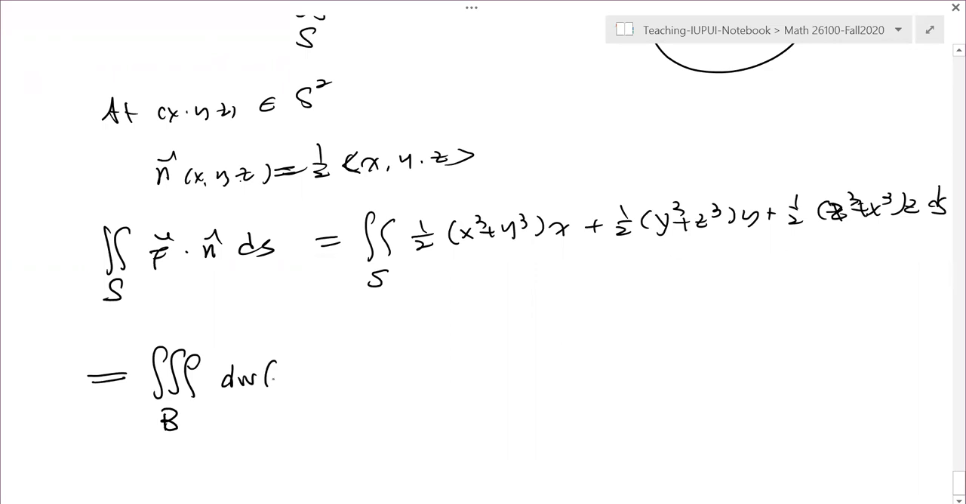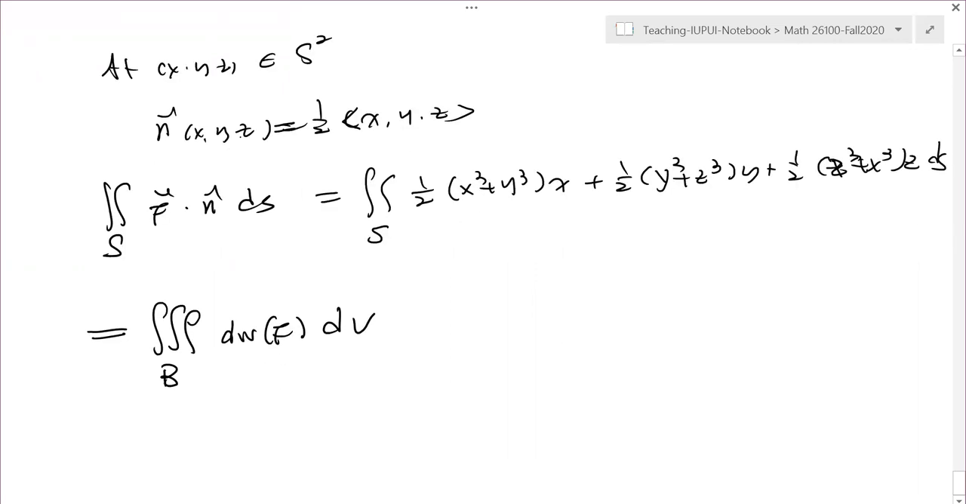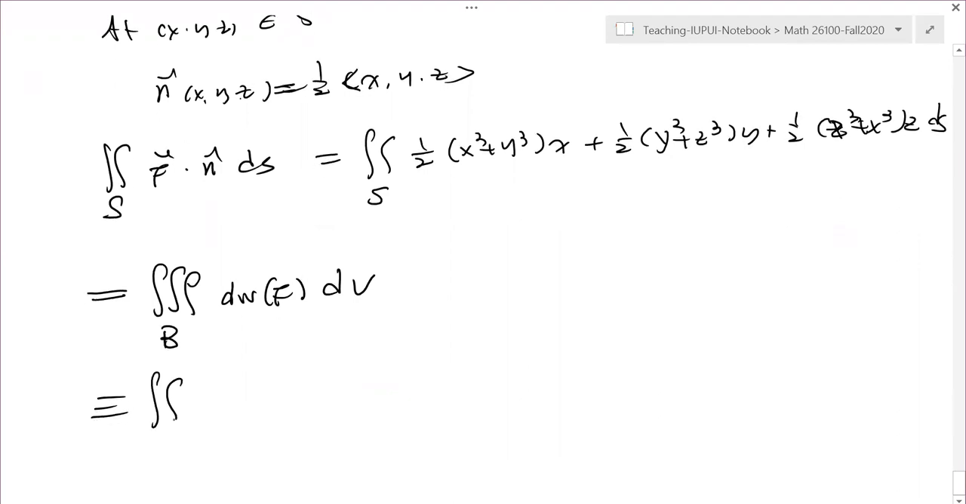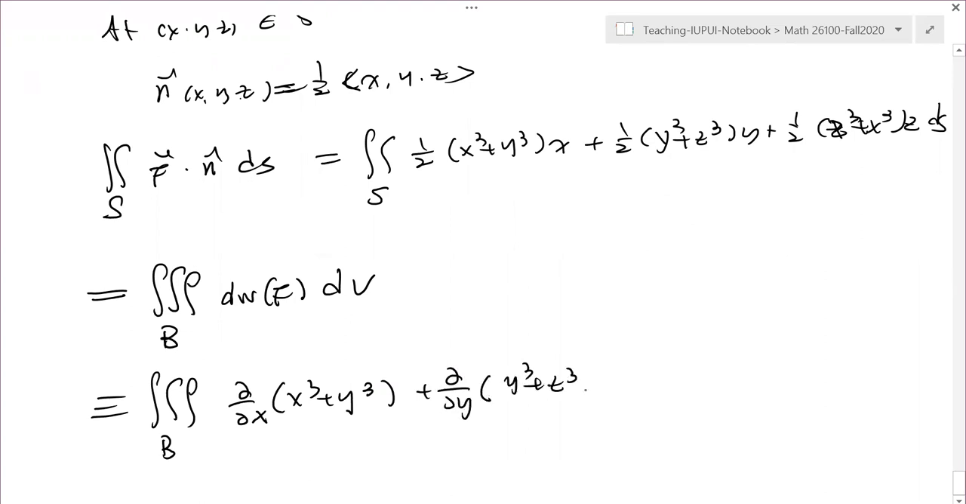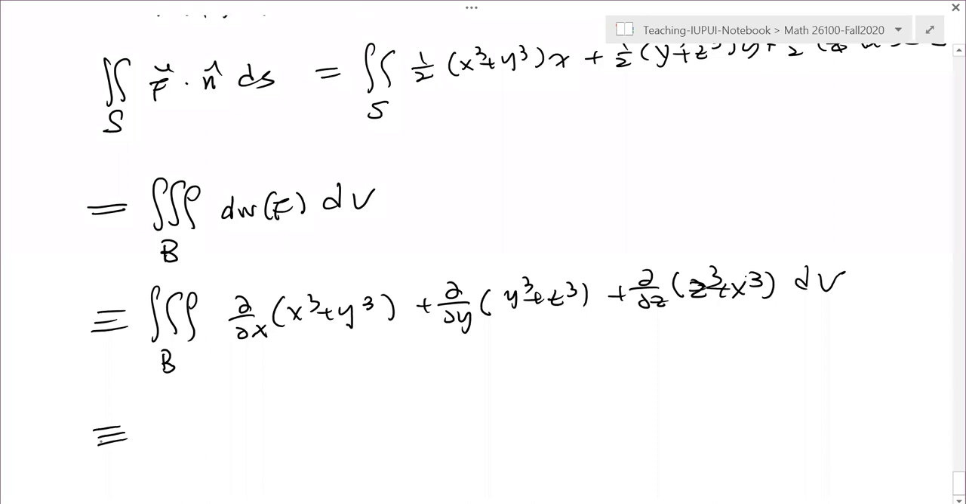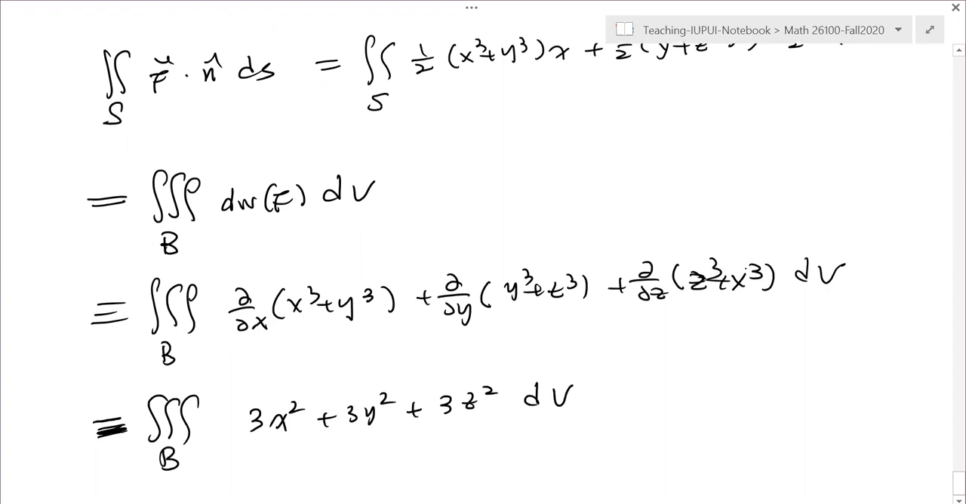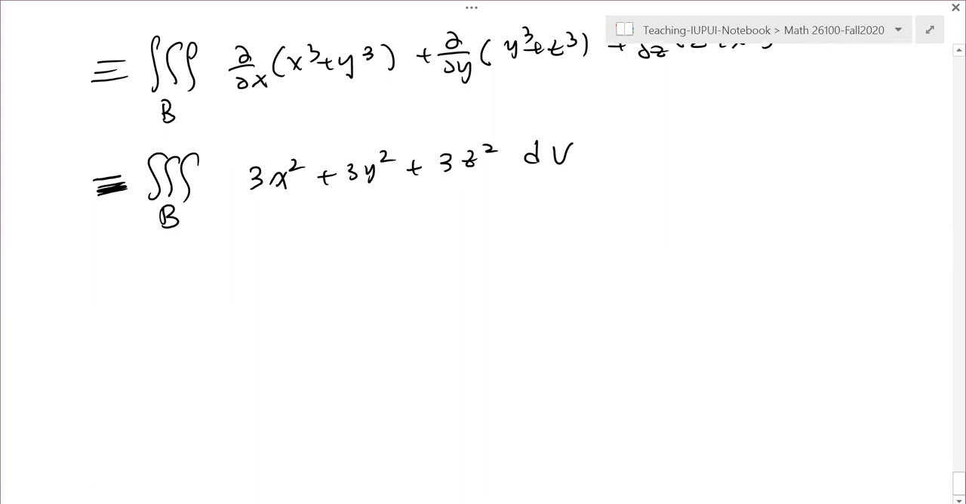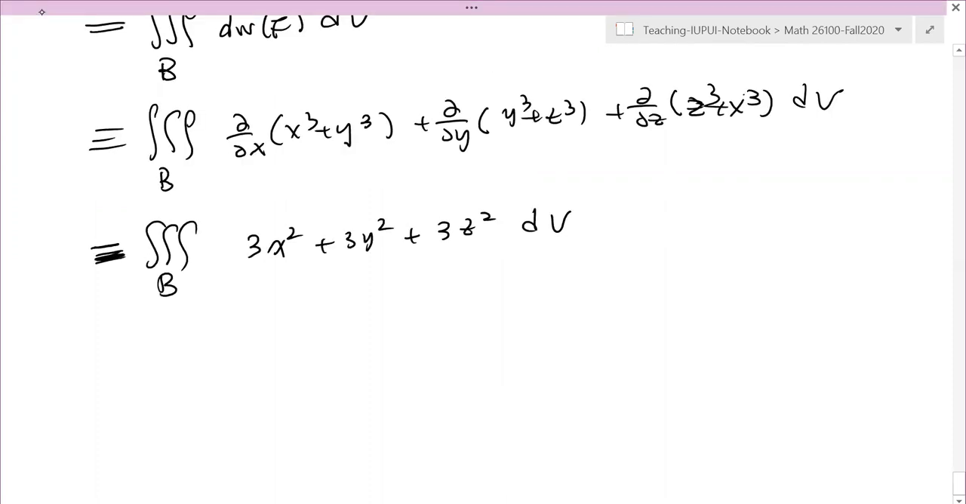The divergence theorem gives the triple integral of the divergence of F dV. Then this will be much easier to evaluate. That's the partial derivative of x cubed plus y cubed with respect to x, the partial derivative of y cubed plus z cubed with respect to y, and the partial derivative of z cubed plus x cubed with respect to z, dV. Let's simplify a little bit. There will be 3x squared, 3y squared, 3z squared, dV. I think this is a simple integral, and it's a triple integral over the ball.